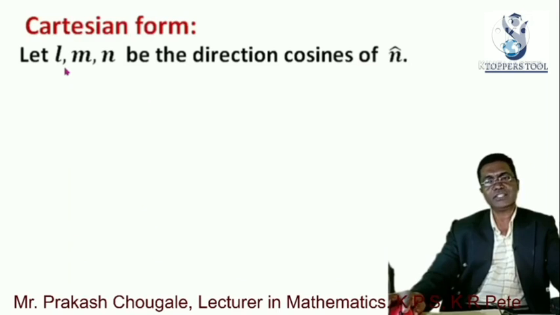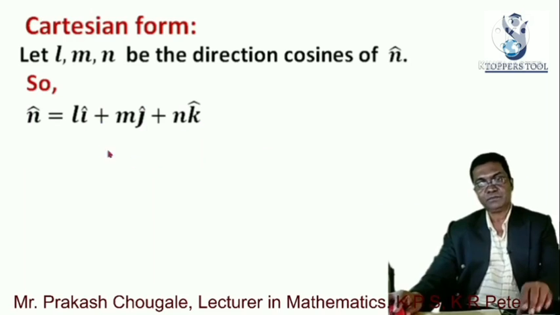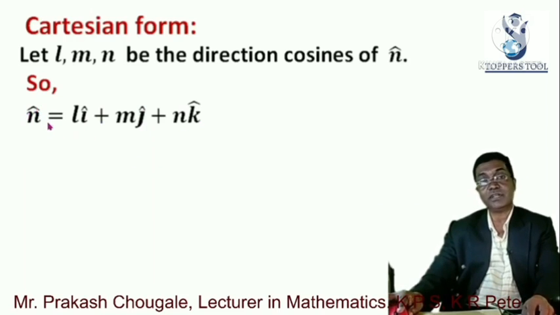So let us assume that l, m, n are the direction cosines of n cap. This you have to assume. Then n cap can be written as what? l i cap plus m j cap plus n k cap. Okay, so if l, m, n are the direction cosines, then vector n cap can be expressed in component form as l i cap plus m j cap plus n k cap. Remember that its magnitude has to be 1.